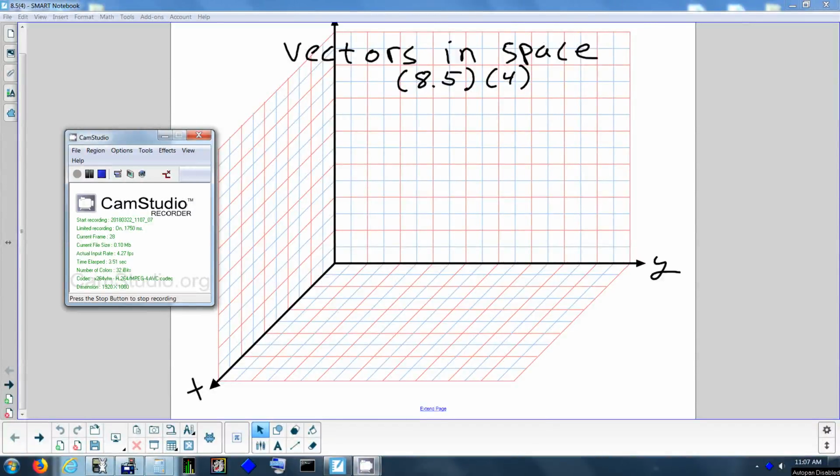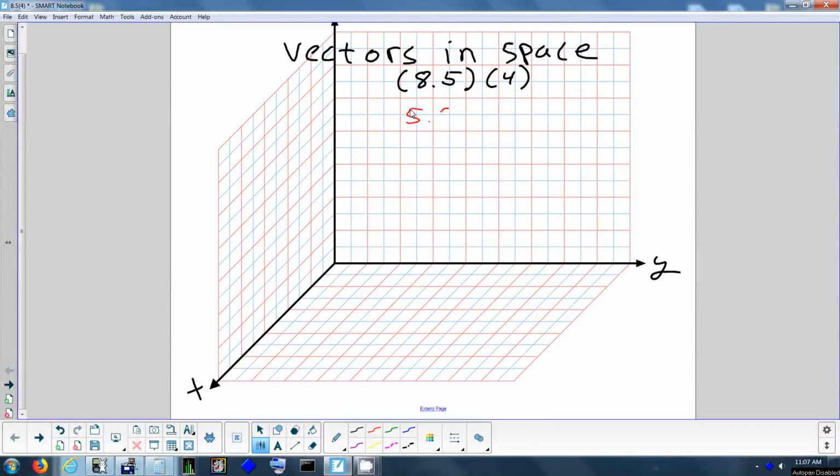Okay, so our last section for the week, if you're following along in the packet, it's 5.6. You can double check, but I'm pretty sure it's 5.6. If you're looking in your book, it's 8.5, just the last part. Okay, so what we're looking at is vectors in space.